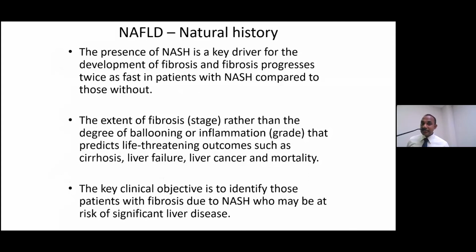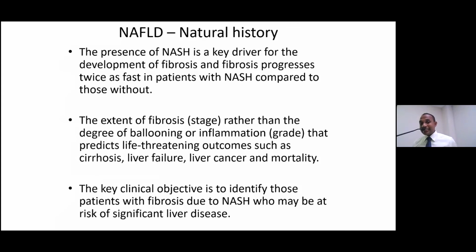So the presence of NASH is important because that is the key driver for the development of fibrosis, and we know that in people who have got NASH, the rate of fibrosis is twice as fast as in those who have just got non-alcoholic fatty liver disease without NASH. So if somebody is having NASH, the chances for them to go into further stages, to have fibrosis, are quite fast.